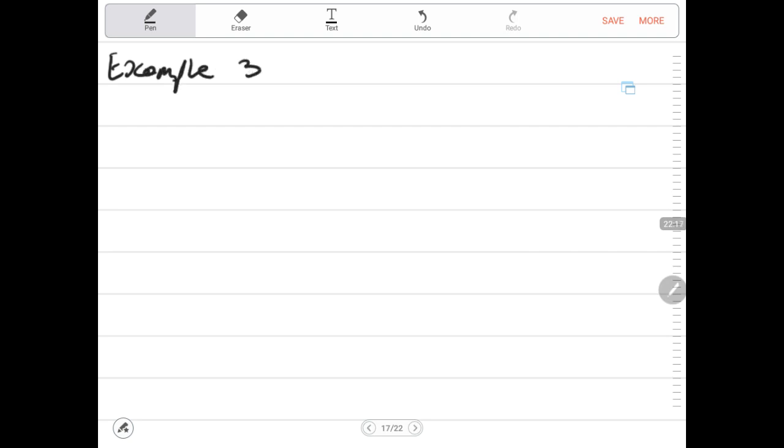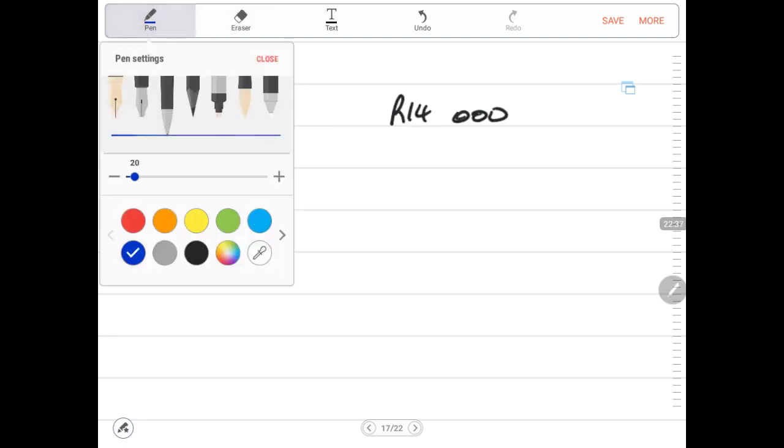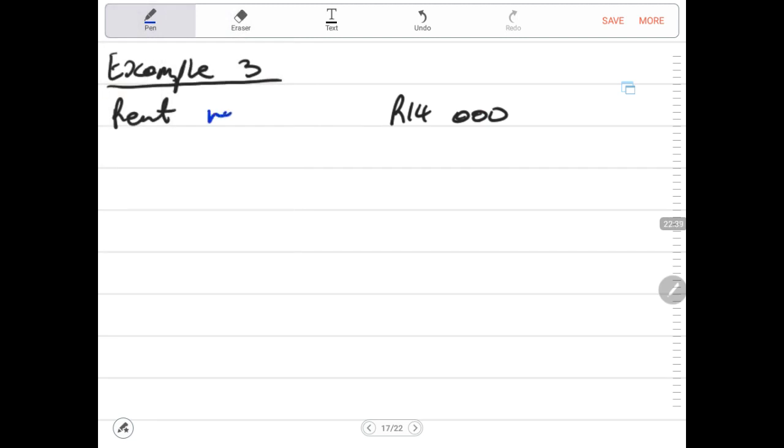Under accrual basis. Example number 3 is still the same rent, but the language now is changing. Rent received 14,000 rands. Take note, in this case we are receiving the rent, we are not paying the rent. We have received the rent of 14,000 rands.